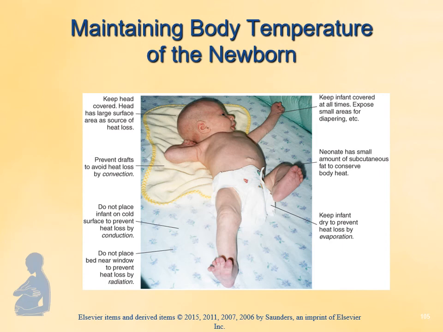Anyway, so we want to keep our babies covered as much as possible. We want to keep them dry so that they're not losing heat through wet skin. We don't want to place them on any cold surfaces. We want to make sure that we warm the surface if possible. We don't want to place them by any drafts, so not next to a window or a vent. And then, of course, we'll keep them covered to prevent that heat from escaping.